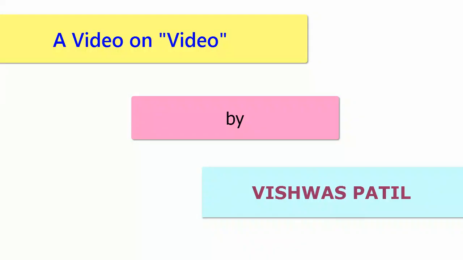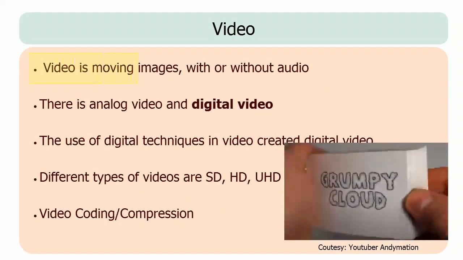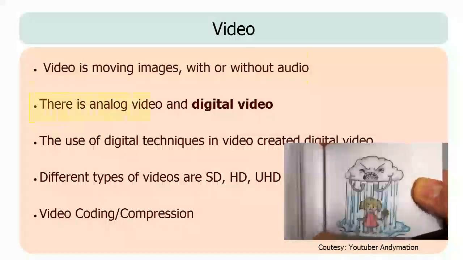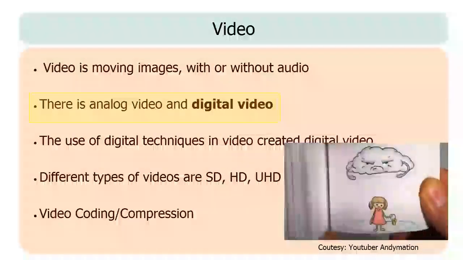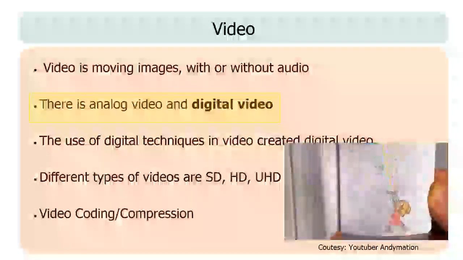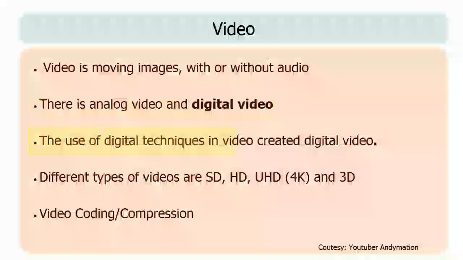Hello everyone. Today we are going to see a video on video. A video is moving images with or without audio. There is analog video and digital video. But analog videos are no more used, so we will just look at digital videos. The use of digital techniques in video creation makes it a digital video.